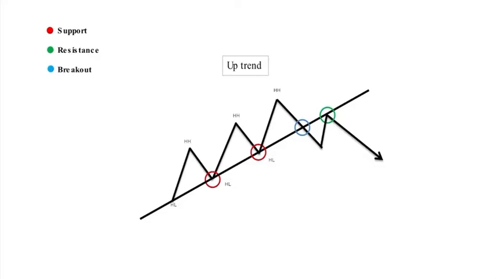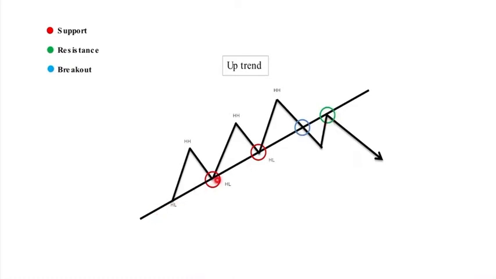Okay, I have put HH and HL in the chart. HH means higher highs, HL means higher lows. If we connect two higher lows, the red circle means a support level, and then we get this trend line. The blue circle means a breakout, and the green circle means a resistance level.